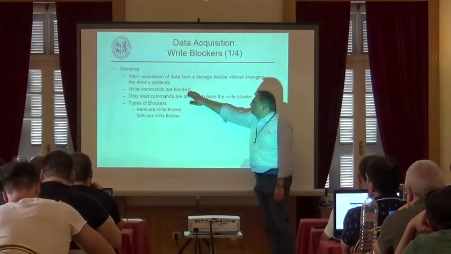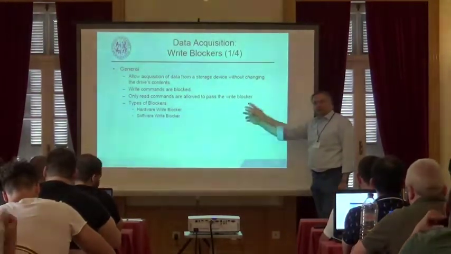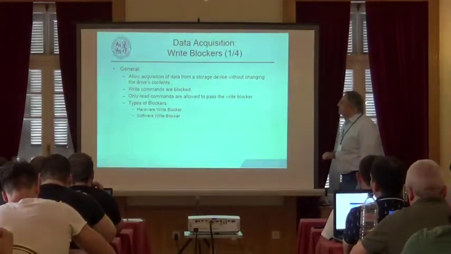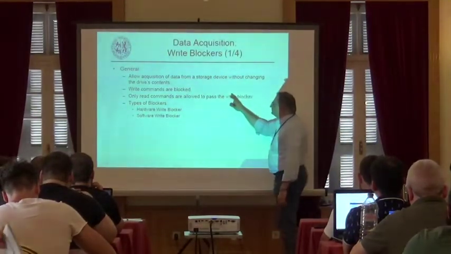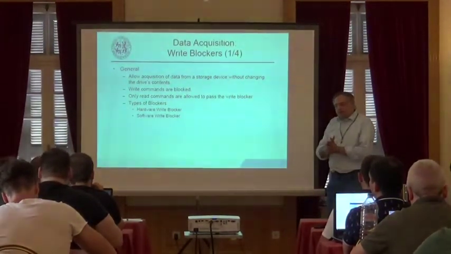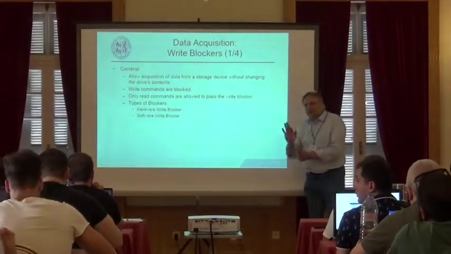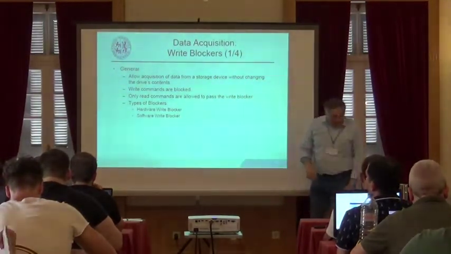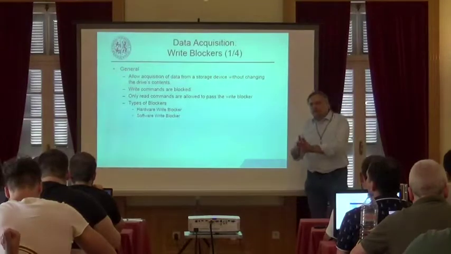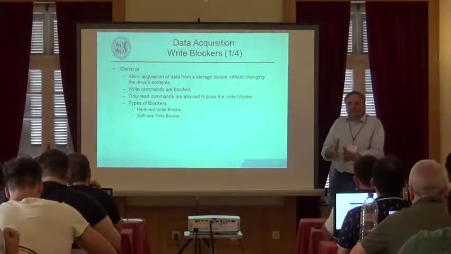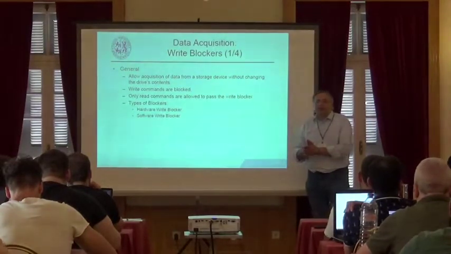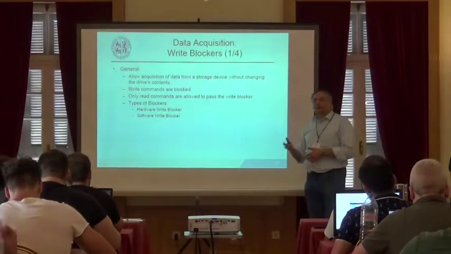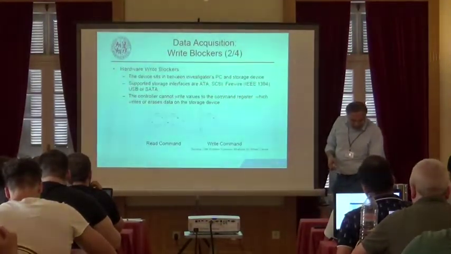So we need to make sure that no write command is allowed to reach the disk drive. Only read commands are allowed to pass. So we need to have a device called a write blocker, a device that whenever it sees a write request, it ignores it. And there are two types of blockers, the hardware and the software. The hardware is a physical device that you insert between the hard disk drive and the rest of the system, and it merely prevents the IDE or SCSI commands that are involved with the write operation.